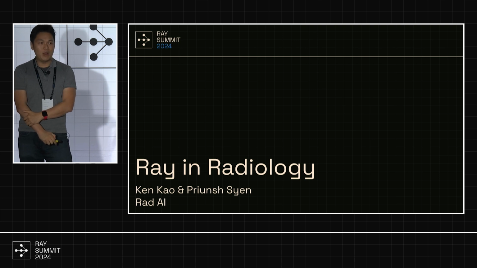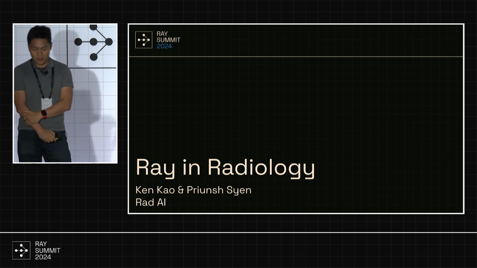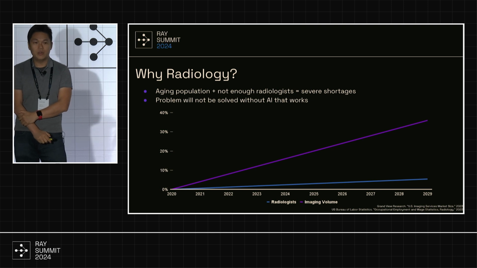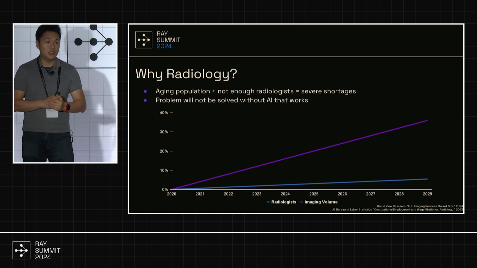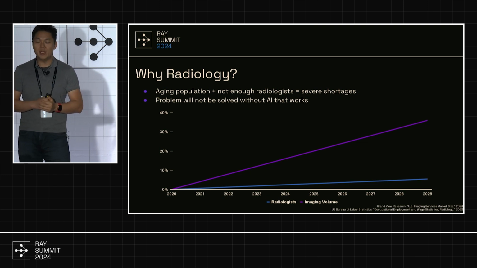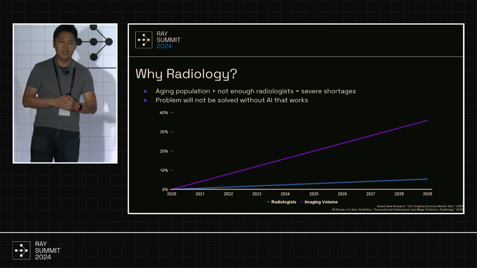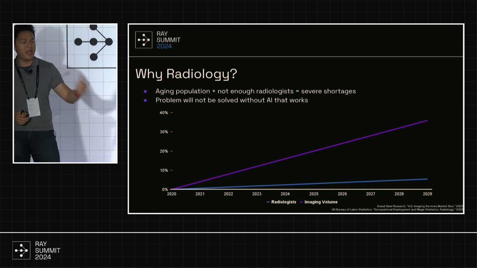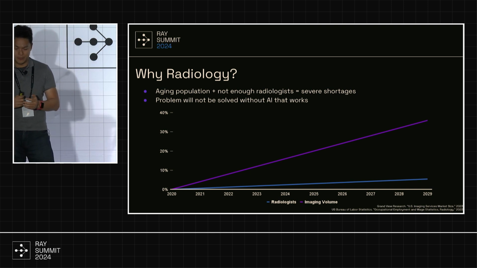We're here to talk about how we can apply ML and Ray to radiology. So first, why radiology? As we all know, the population is aging over time. Medical technology is advancing, and humans have much higher life expectancy. One of the side effects of living longer is you start having more problems that come with age. You start needing more scans, whether it's X-rays, MRIs, brain CT scans, etc.